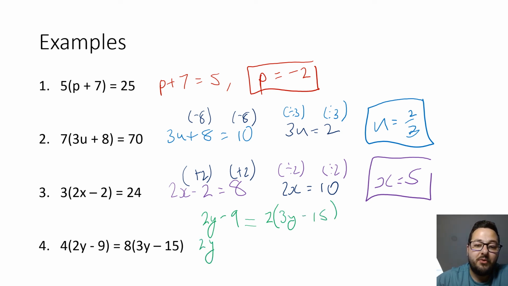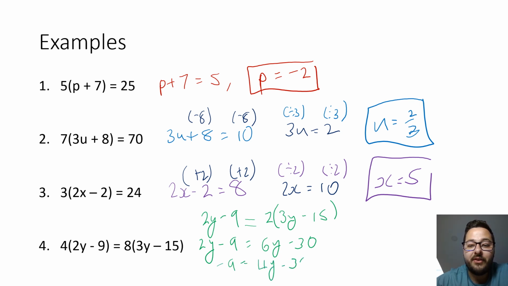Then we can expand those. So 2y minus 9 on the left. And if we expand this, we get 6y minus 30. We want to bring the y's together. So let's take away the 2y. So we've got minus 9 equals 4y minus 30. Then I'll just move over to the right. Add the 30, we're going to get 4y equals 21. And so y is just going to be 21 over 4.